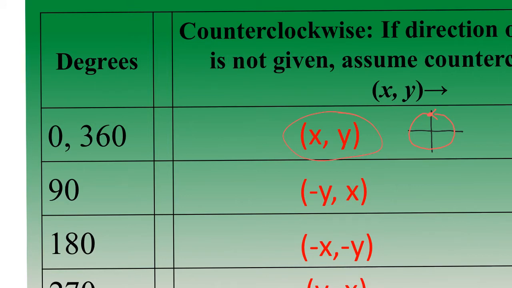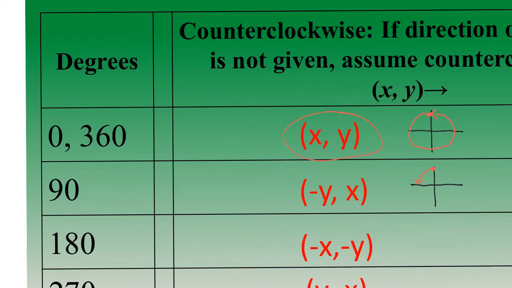The next one, if I have a 90 degree rotation, it means I'm taking this point right here and I'm rotating it there. That would be a 90 degree rotation. The rule for doing that is we're going to swap our x and y and we're going to make the y negative. Okay, so that is our rule for that one.